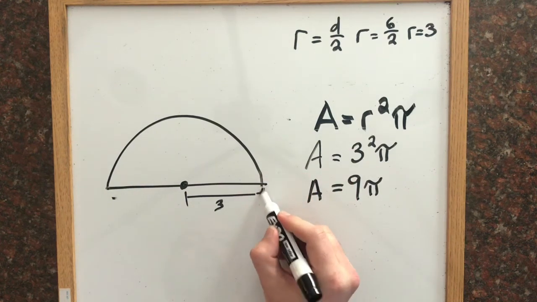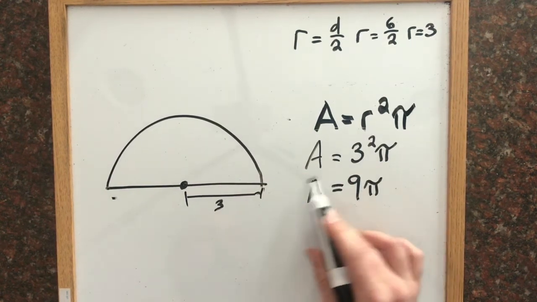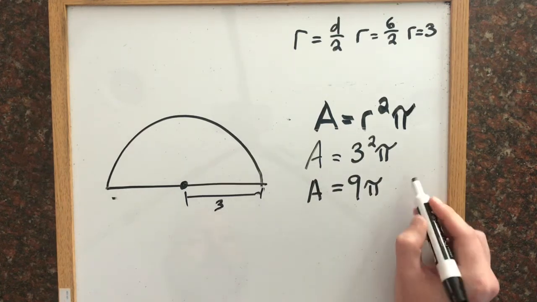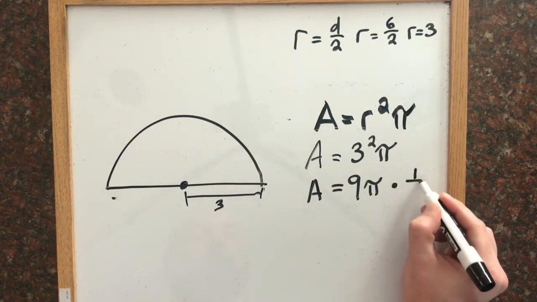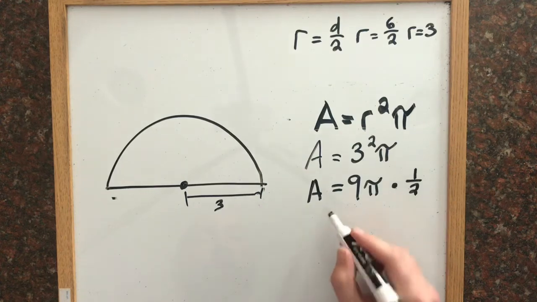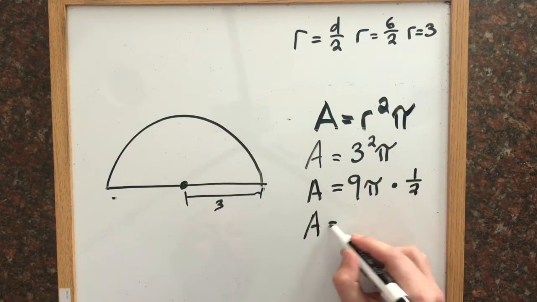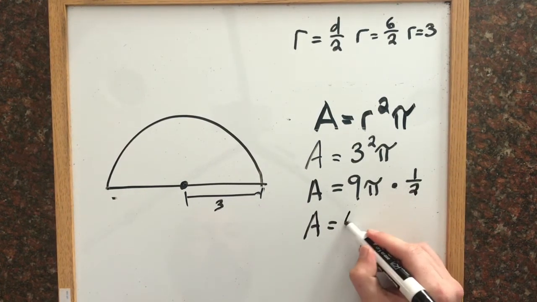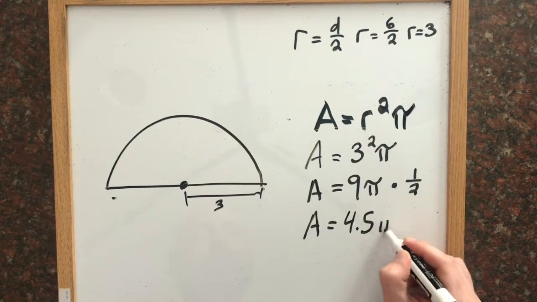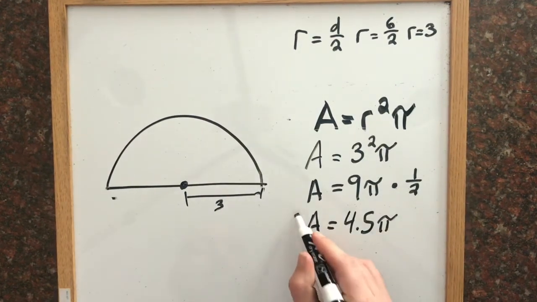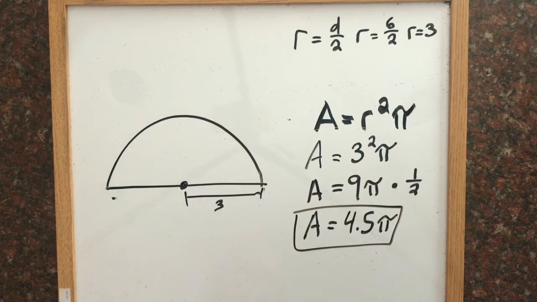So at this step, we're going to take the area that we found for the whole circle and multiply it by 1/2. Multiplying 1/2 by 9, you get 4.5. Leaving it in terms of pi, we have our final answer.